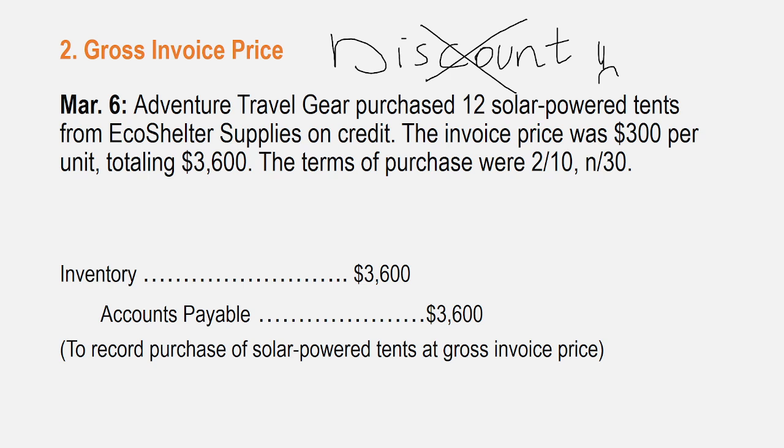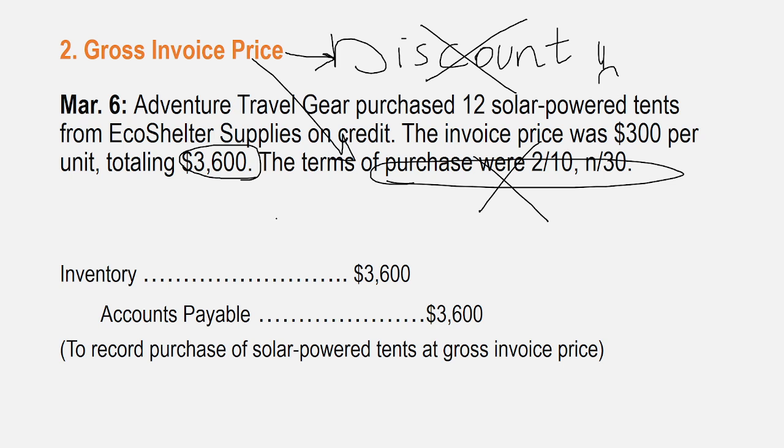These transactions demonstrate how Adventure Travel Gear accurately records their inventory acquisitions and liabilities, also ensuring transparency and accountability in their financial reporting. By capturing the gross invoice price, Adventure Travel Gear maintains clarity in their financial records and also adheres to standard accounting principles. So as you can see here, the inventory is increased by the total amount without considering this discount. This discount is not considered because we are using the gross invoice price. In the gross invoice price, there is no discount.